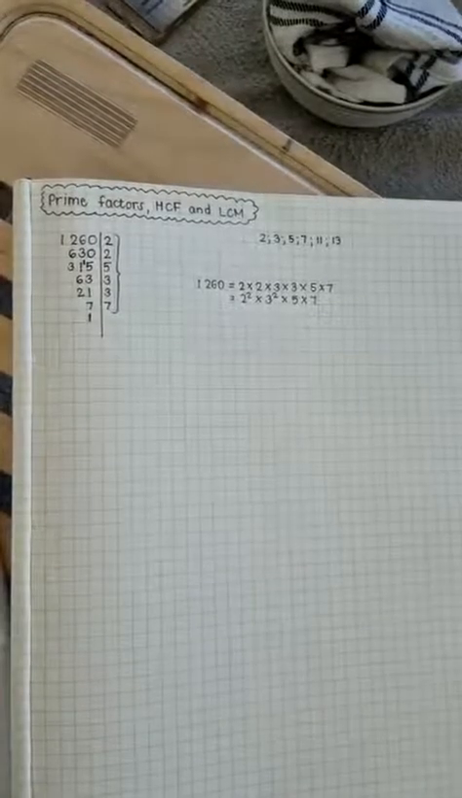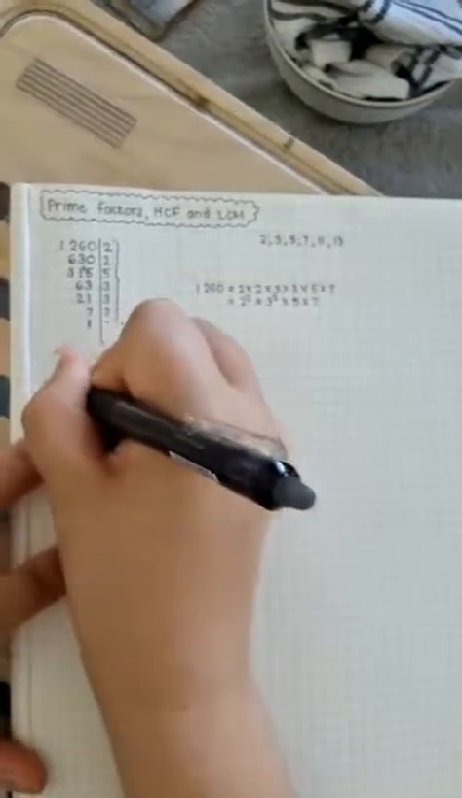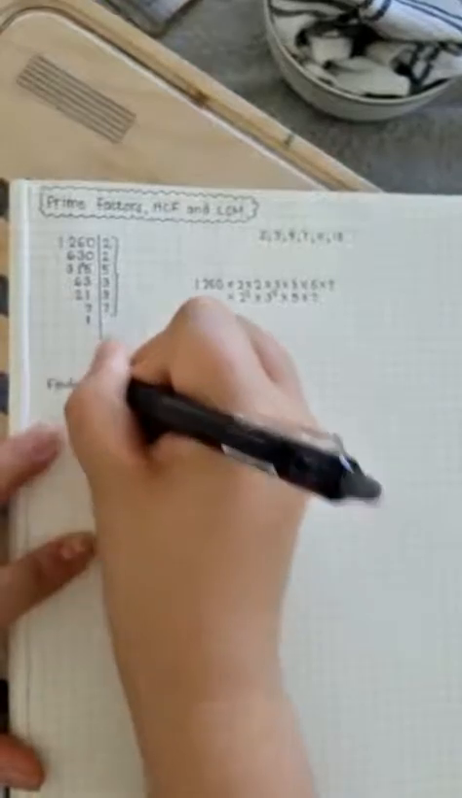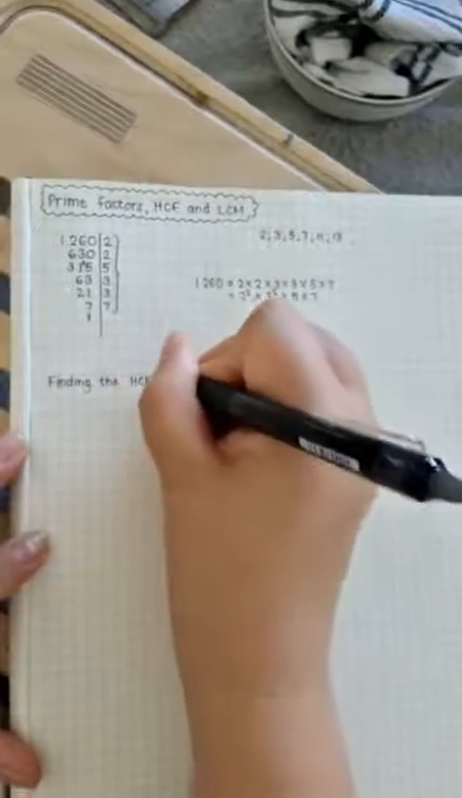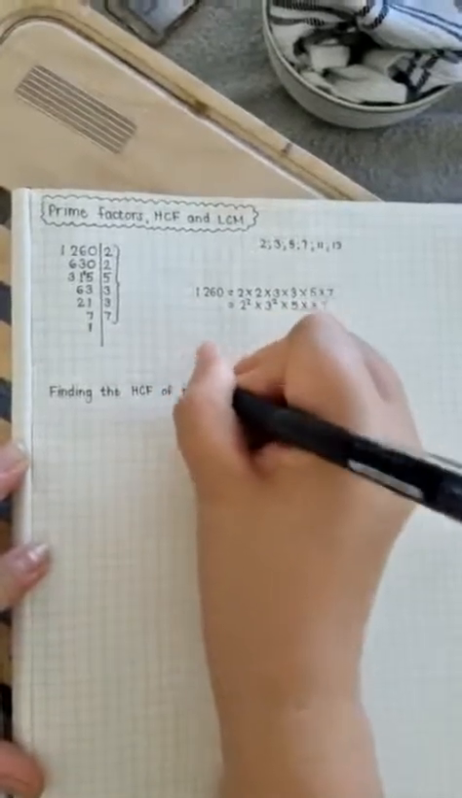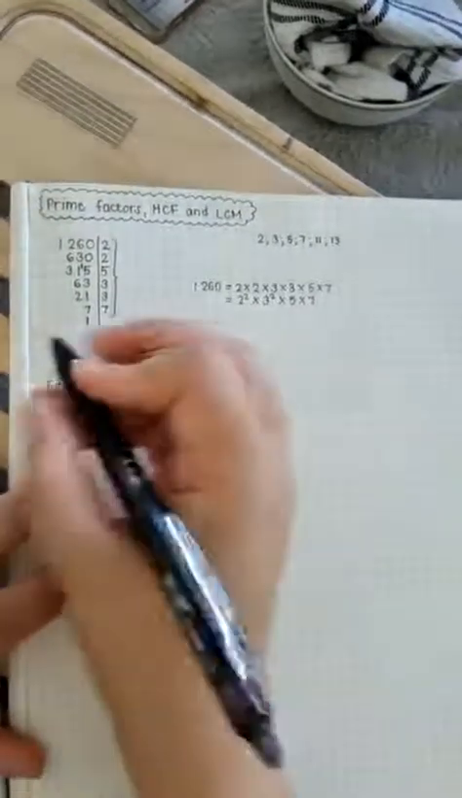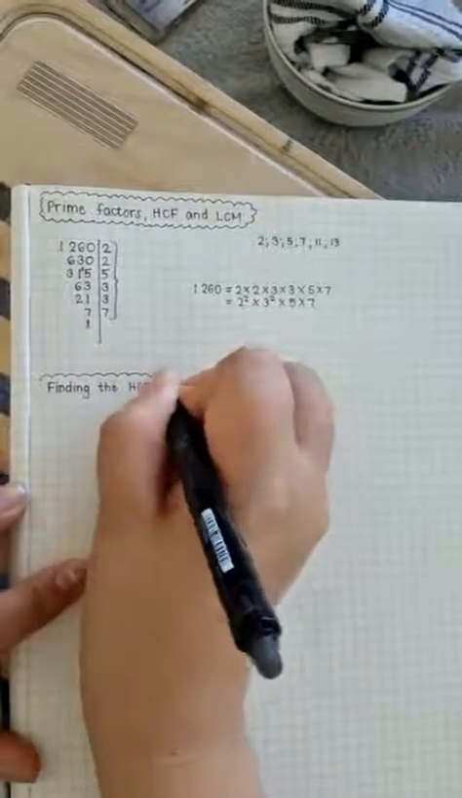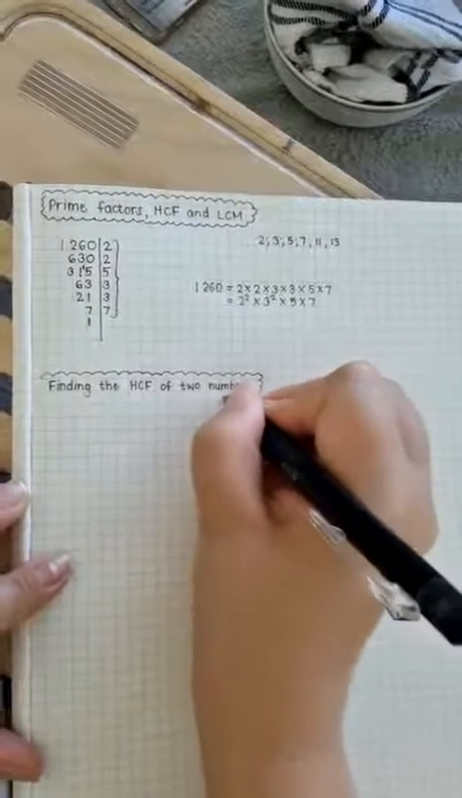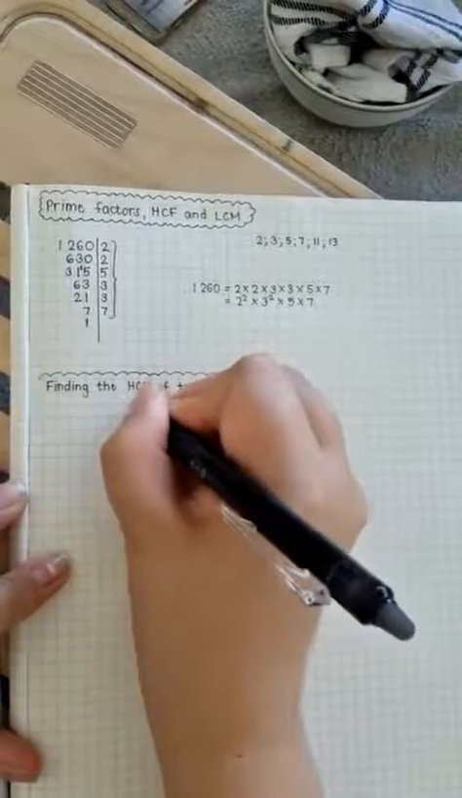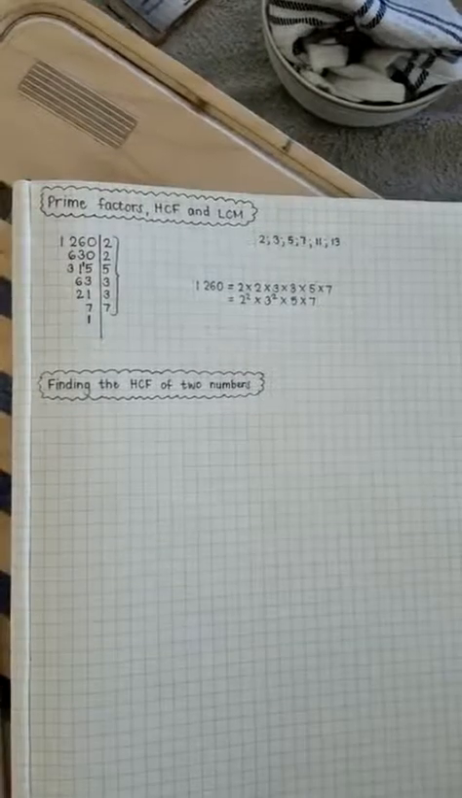Okay, we're going to do finding the HCF quickly. Oh, I drew my bubble going a bit far now. Okay. There we go, finding the HCF of 2 numbers.